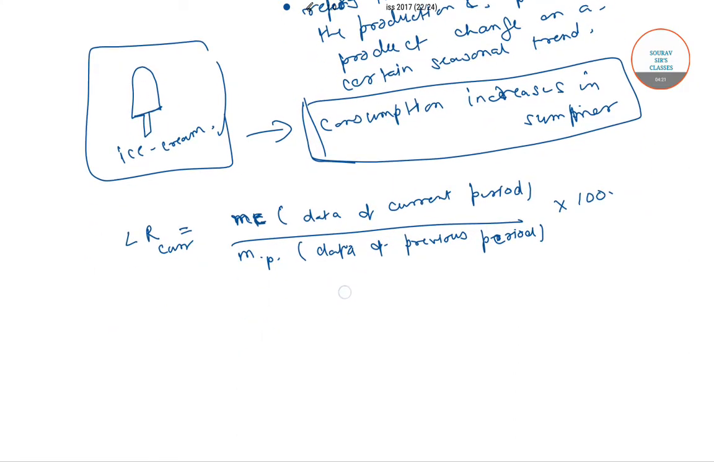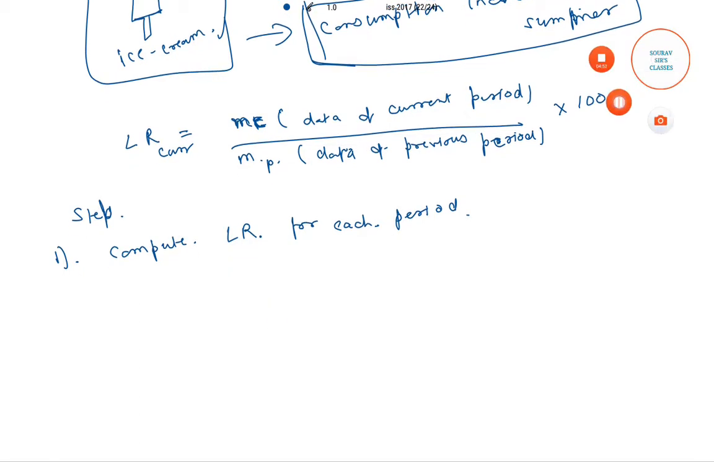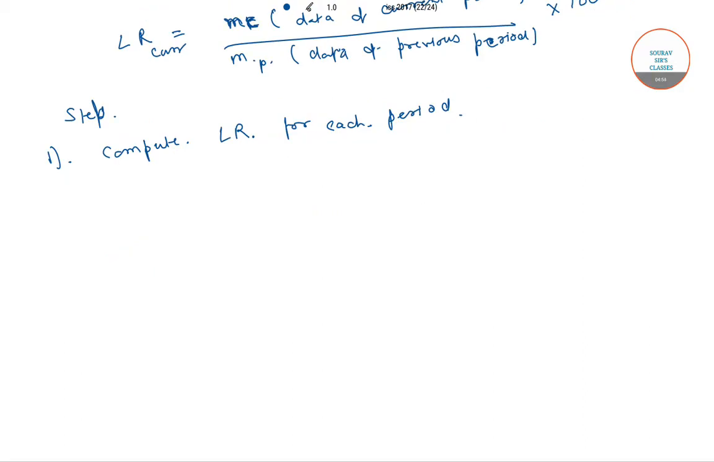So what are the steps required to compute the seasonal indices? The steps are: number 1, we have to compute these link relatives, that is, we have to compute LR for each period. So the first step is to compute the LR, that is the link relative, of each period.